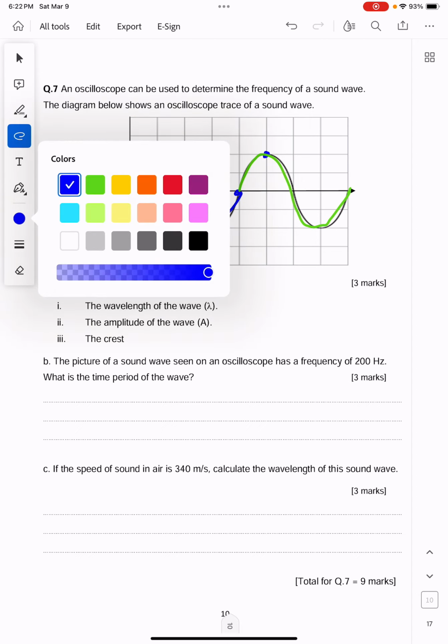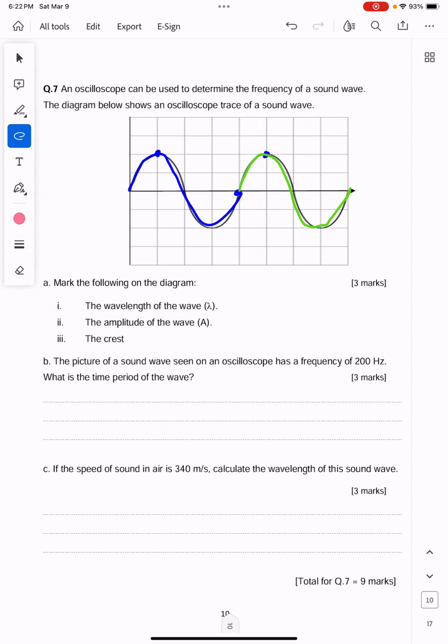Let's use another color. Yeah, pink. So we have two waves here, and this is the crest. I choose the crest as my first point, and the distance between this crest and the crest on the next wave is lambda.